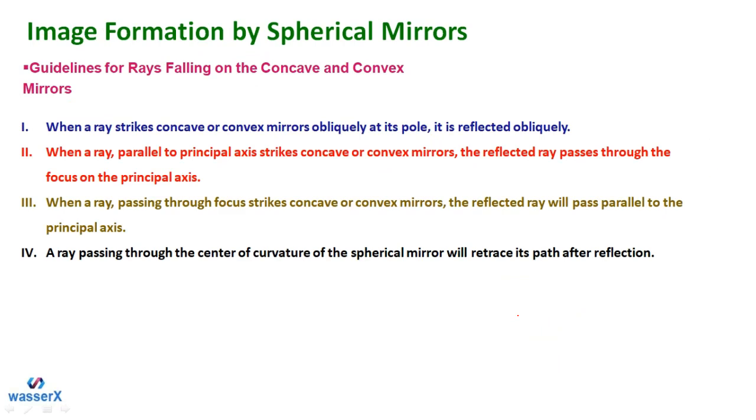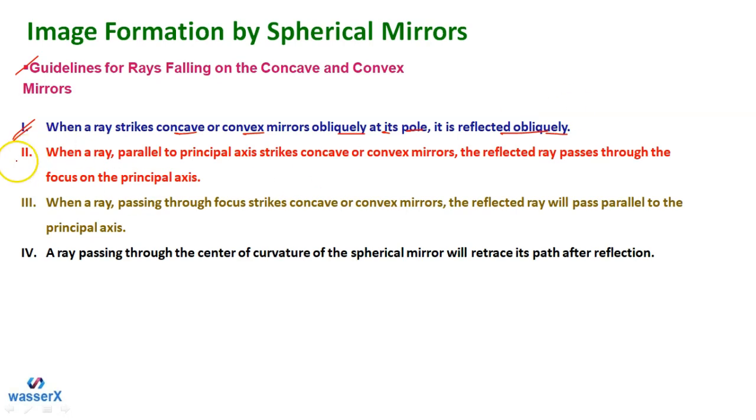So now we have image formation by a spherical mirror. We have some basic guidelines for the rays falling on the concave and the convex mirror, and by using these basic guidelines we will understand the image formation by spherical mirrors. The first guideline: when a ray strikes a concave or convex mirror obliquely at its pole, it is reflected obliquely. It means that when the ray strikes a concave or convex mirror obliquely at its pole, it is reflected back making the same angle.